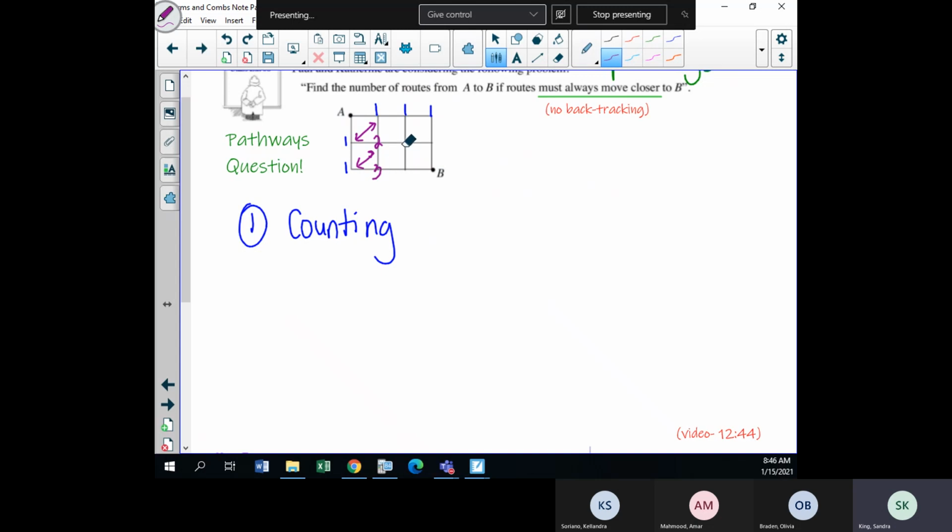How many different ways are there to get to this spot right here? 2 and 1 would be the diagonal. There would be 3 different routes to get to that spot. Continue adding your diagonals. 3 and 3 is 6. 3 and 1 is 4. The answer to get from A to B: there are 10 total routes.